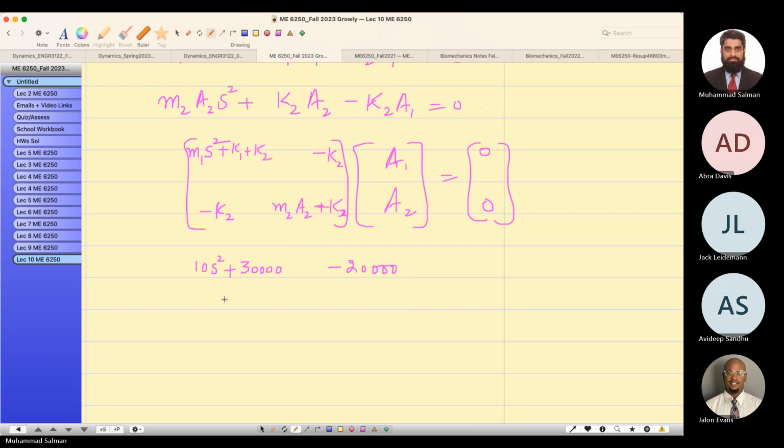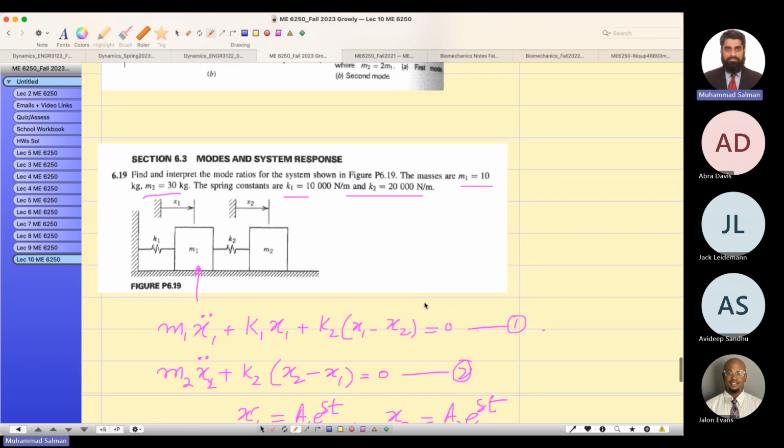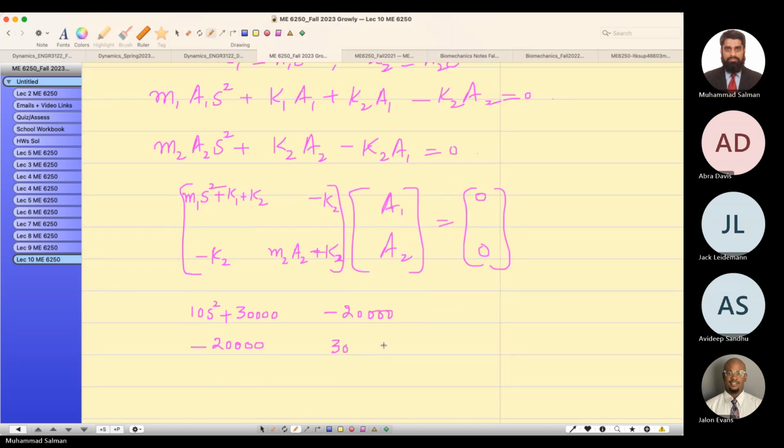Agreed? M2 is how much? M2 equals 30 kg. I'm sorry, this should have been S square, because A2 is over there, so it should be S square. So what is 30,000?